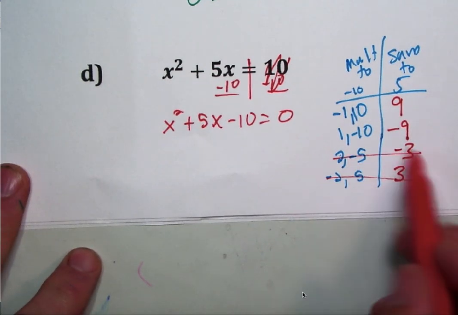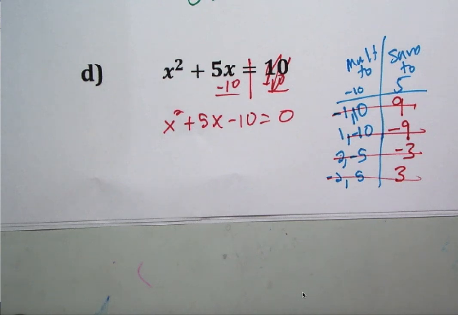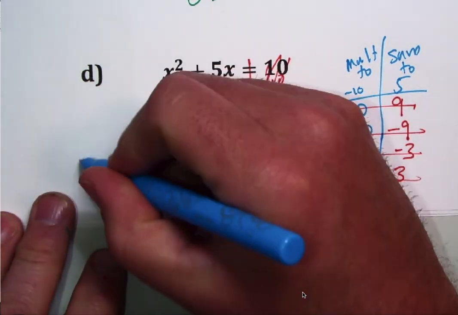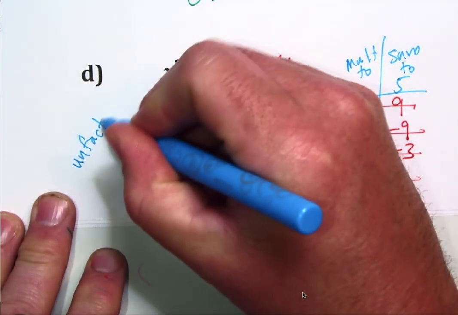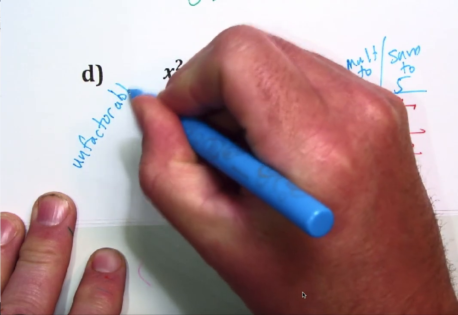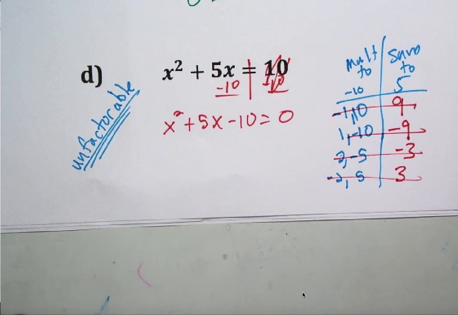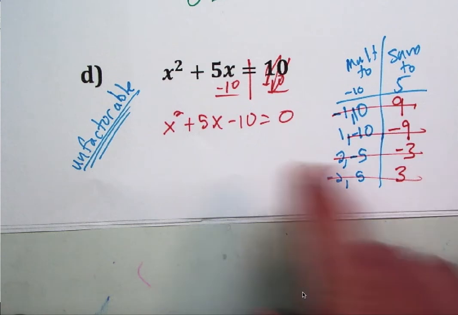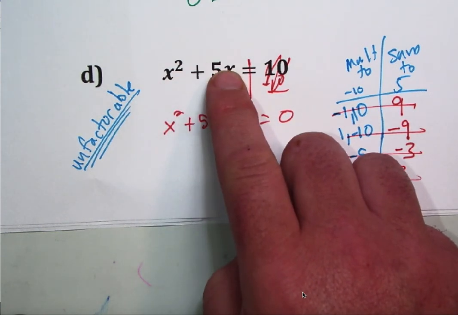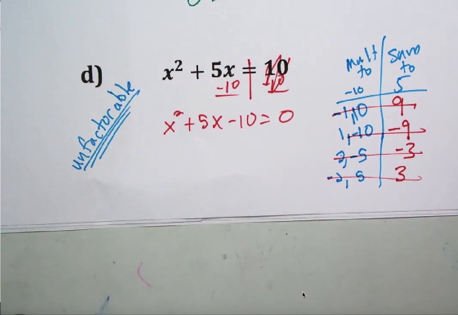Well, none of them, interesting enough. So this is something that we learned back in chapter 7. This quadratic is actually unfactorable. We cannot factor x squared plus 5x minus 10 equals 0. It's unfactorable. But that doesn't mean that there isn't something squared plus 5 times the number that will equal 10. We just can't find it by factoring.